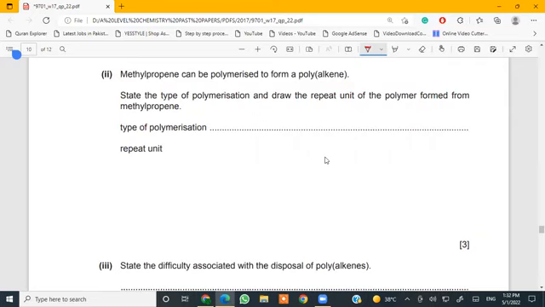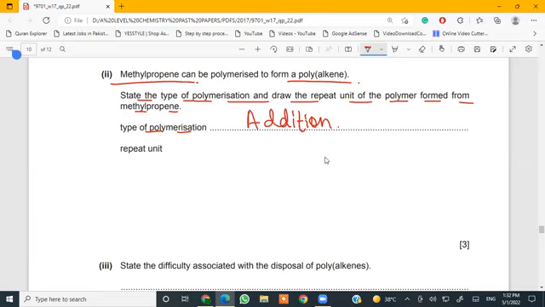Question 2 says methylpropene can be polymerized to form a polyalkene. Say the type of polymerization and draw the repeat unit of polymer formed from methylpropene. The type of polymerization is always addition polymerization for alkenes. And the repeat unit for the polyalkene of methylpropene: what is the formula for methylpropene? This is how methylpropene looks, right? Hydrogen, hydrogen, methyl, and methyl.